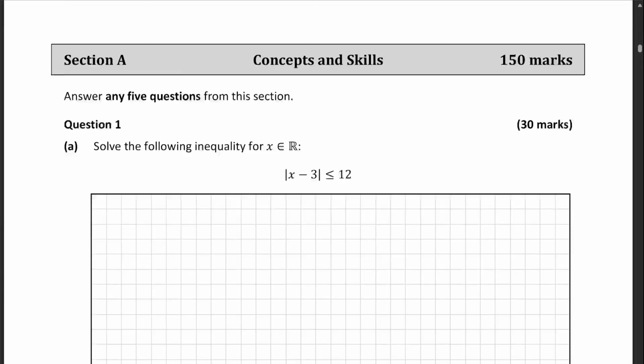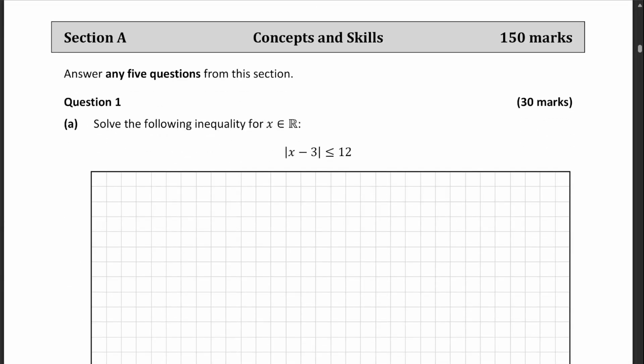And let's go. So solve the following inequality for x in the reals. I'm just going to square both sides, so I'll get x squared take away 6x plus 9 is less than or equal to 144. So x squared take away 6x minus... Now I want to be careful with these because I know some people online have made mistakes in their addition. So now it's just the minus b formula.